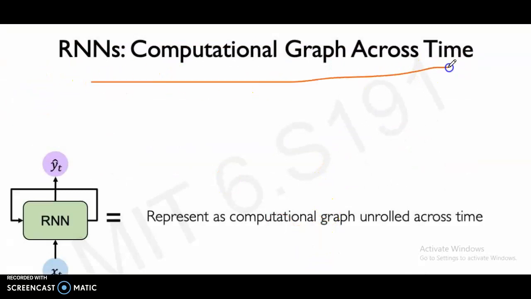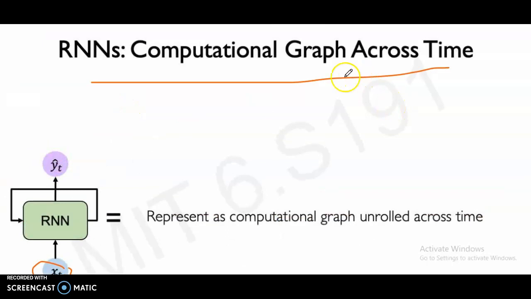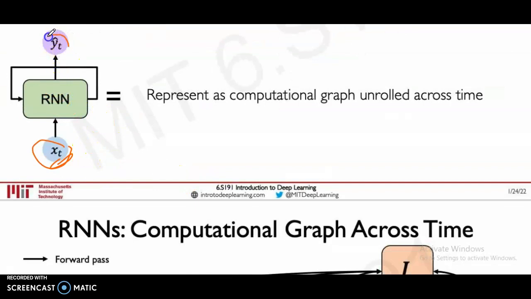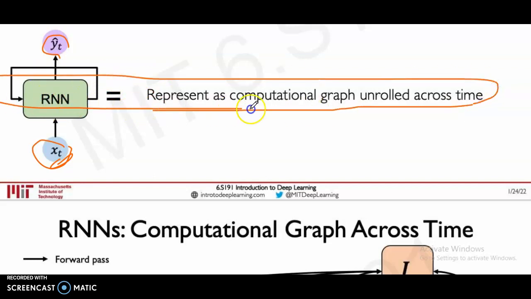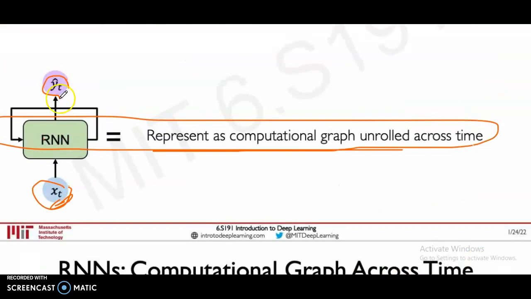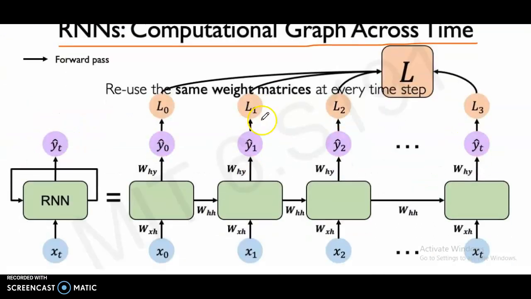RNN's computational graph across time. Input vector x_t at each time step. Y-hat. The RNN can be represented as a computational graph unrolled across time. Across time means at the time of t.